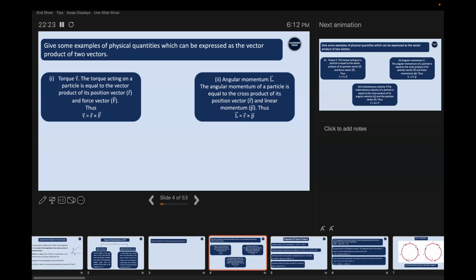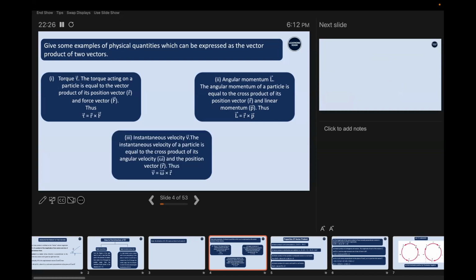Done. And the third example of such a physical quantity is instantaneous velocity. This instantaneous velocity is not the one which we define with respect to linear motion, but with respect to circular motion. It is defined like this: the instantaneous velocity of a particle is the cross product of its angular velocity, meaning the velocity defined in circular motion, and position vector. So V vector is given as omega vector cross R vector. This is another physical quantity which can be expressed as the cross product of two other physical quantities.